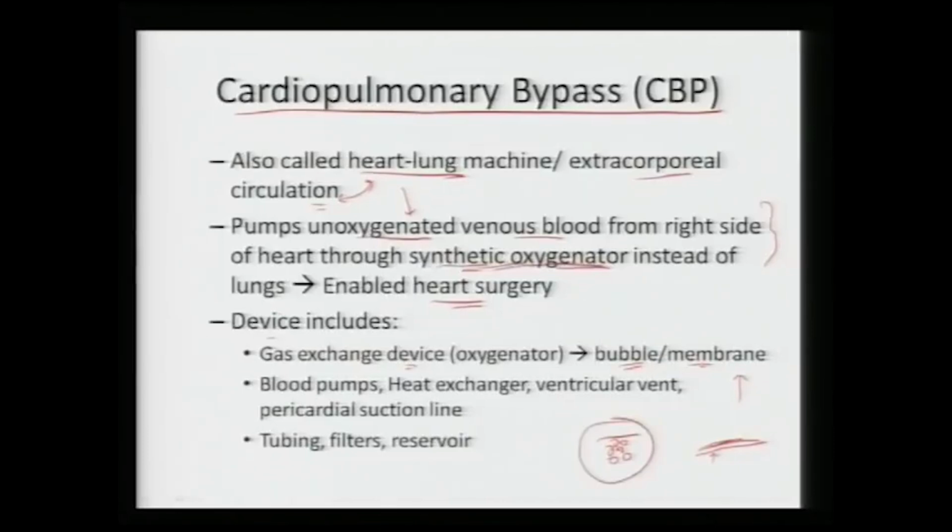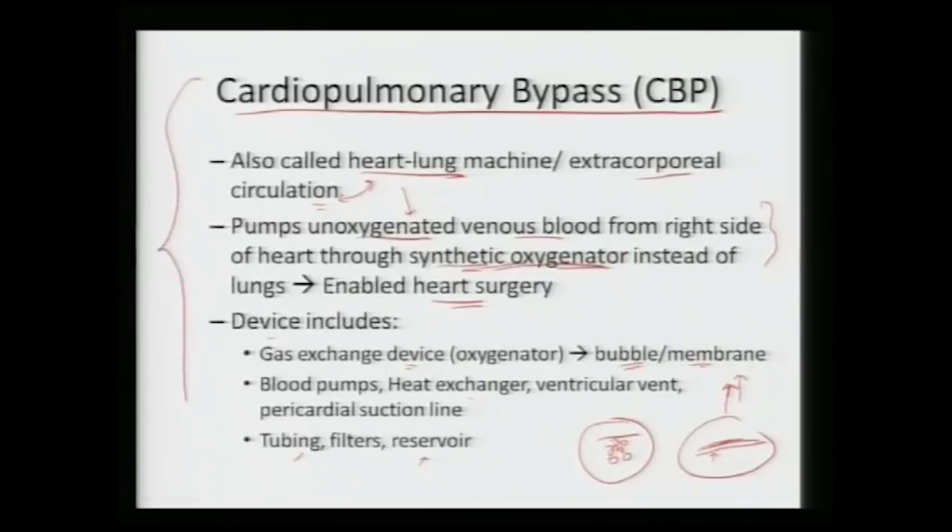So both practices are being adopted. Either it can be membrane type or bubble type to exchange the oxygen flow, and it also has certain blood pumps, heat exchangers, ventricular vents, or pericardial suction lines for certain operations. It also has tubings, filters, and reservoirs for carrying out this bypass.